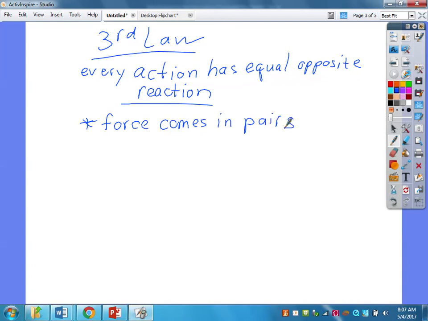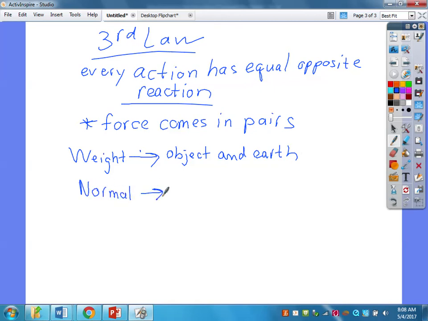All right. I don't know whether this is talked about already, but it's probably good just to talk about it again. Weight, gravitational force. Weight is a force pair between the object and the earth. The earth is pulling on the object, and the object is pulling on the earth. The normal force is between the object and the surface. Friction, these are usually the common ones, is also between object and surface.